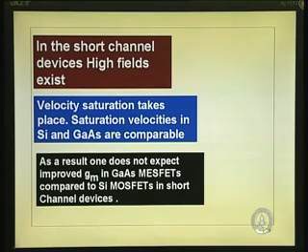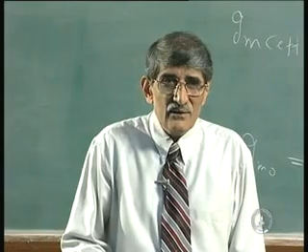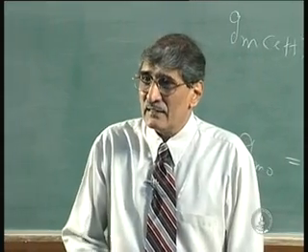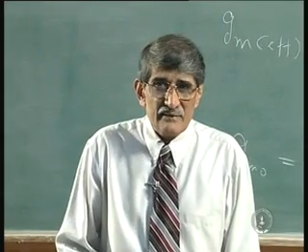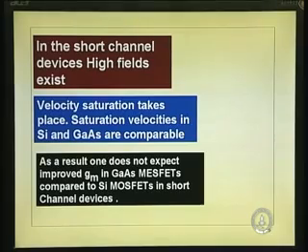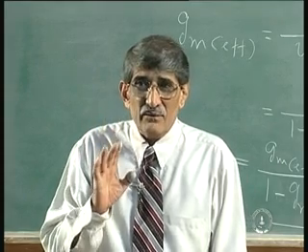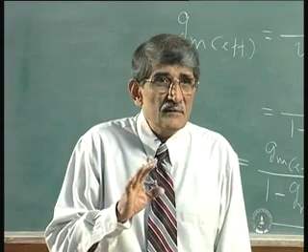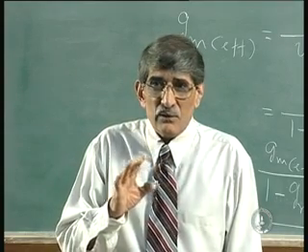Now, if the velocity is saturated, Qn into Vs is the current density. So, if Vs is the same for silicon and gallium arsenide, you won't get the benefit, because currents are the same, and transconductance will be the same. As a result, one does not expect improved Gm in gallium arsenide MESFET compared to silicon MOSFETs when the channel lengths are small. That was what was predicted, or at least believed, by people who adore silicon.